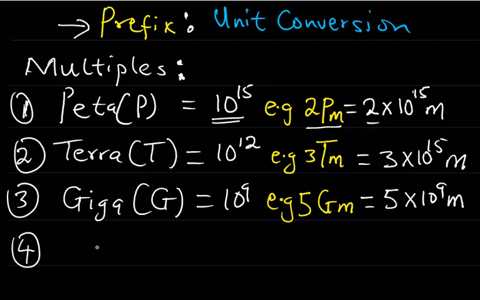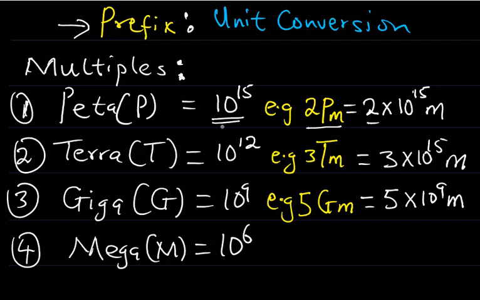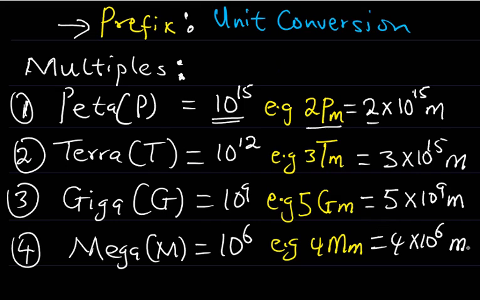All right, let's proceed. Now from giga we have the mega, which is million. Once you hear the word mega, capital letter M, of course that's million. Mega is 10 raised to the power 6, which is million. So for example, 4 megameter is equal to 4 times 10 raised to the power of 6 meter.